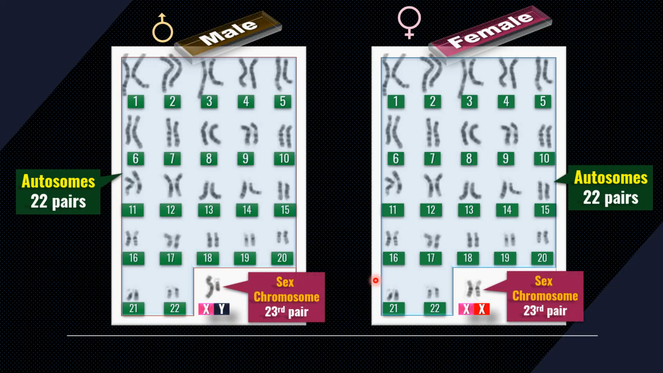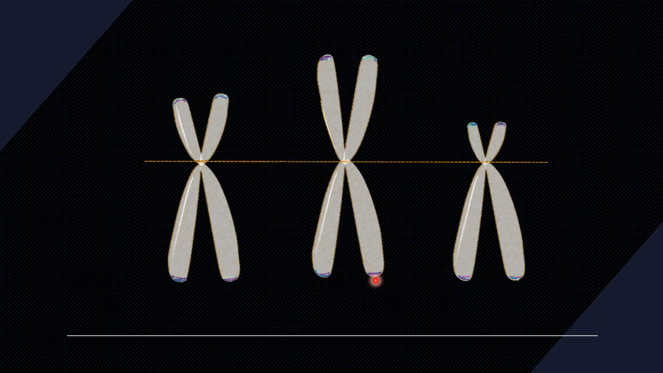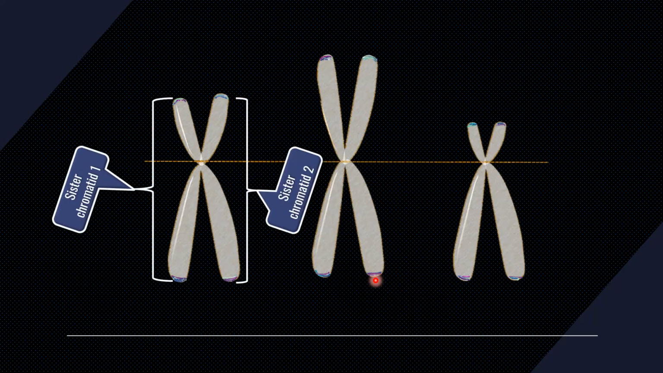This picture is the complete set of chromosomes in male and female, that is number, size and shape, and this is called karyotyping. Now each chromosome is made up of two sister chromatids. It could be like this, one chromatid and another chromatid, or it could be like this, this is one and this one.